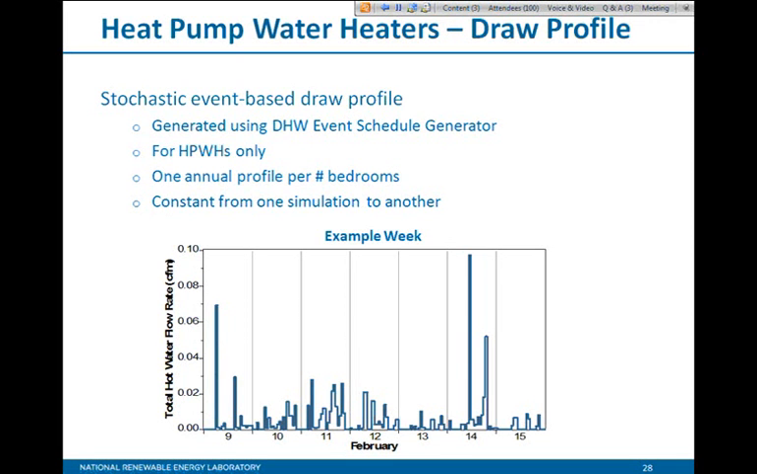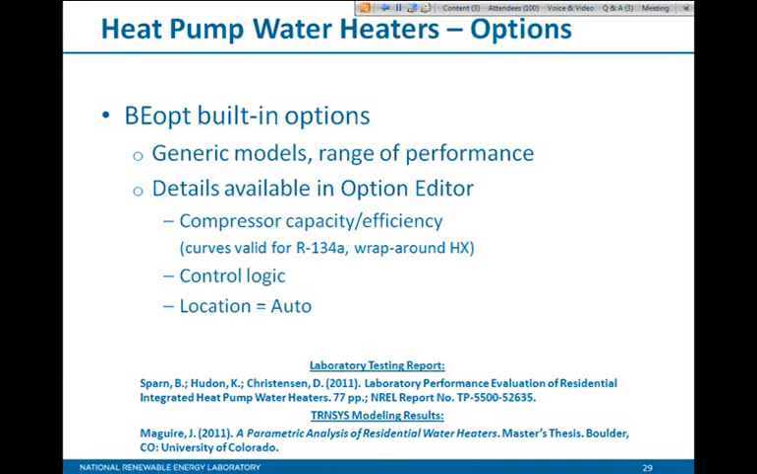So the options that are included with BEopt are generic models. There's a 50-gallon model and an 80-gallon model, and these are not meant to represent specific manufacturers, but rather show a range of performance that you can achieve with heat pump water heater technology. And if you want, you can examine the details of these models in the option editor. The two models have different compressor capacity and efficiency. And the curves used are valid for units that use refrigerant R134A and have a wraparound heat exchanger. And there's also different control logic for the two built-in options.